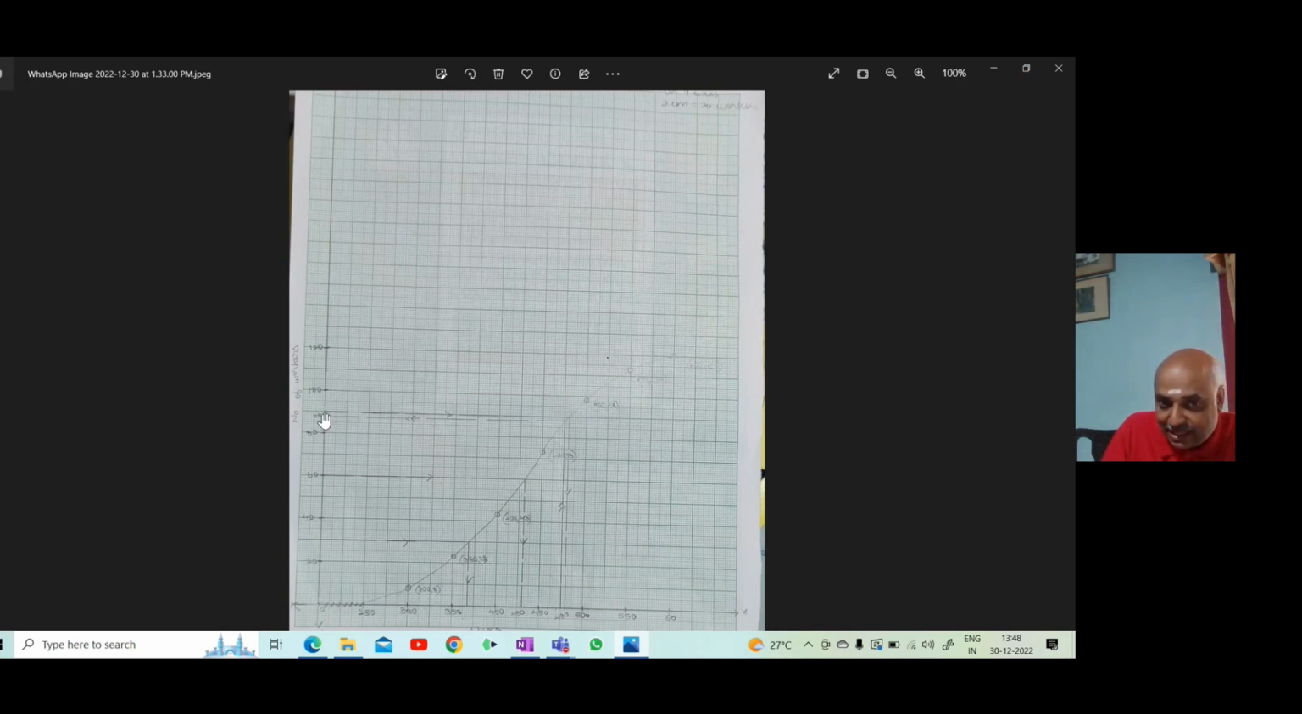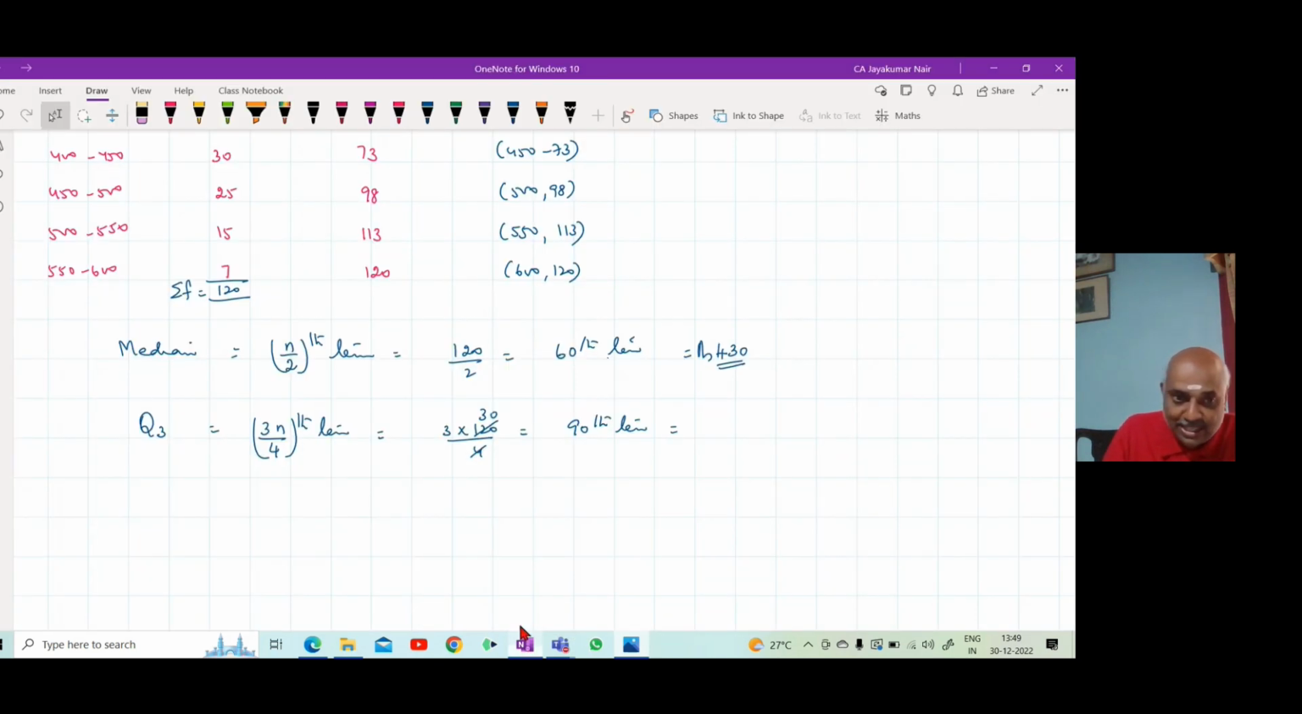So exactly at this point, the midpoint here, you draw a horizontal line. It should come and touch the ogive curve, and from there you have to drop it. So you will get 480. So rupees 480 is the upper quartile. And if you want the lower quartile, it is n over fourth term.